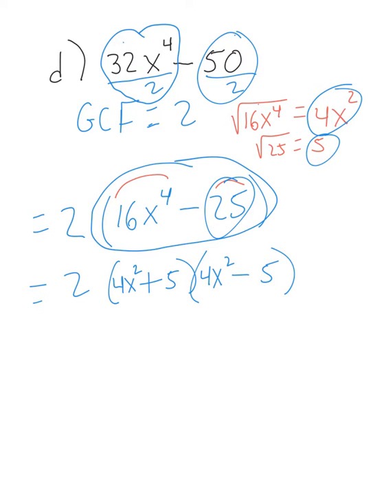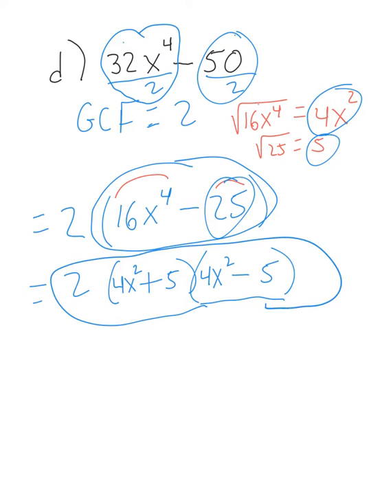You got to constantly check with factoring. Can you go further? There is no sum of perfect squares rule, we said, so the only terms to check is the 4x squared minus 5, but because 5 is not a perfect square, if I do the square root of 5, it's a weird decimal, that means, yay, we cannot go any further. So here is the completely factored version at the end. So final answer would be 2 times the quantity 4x squared plus 5 times the quantity 4x squared minus 5.